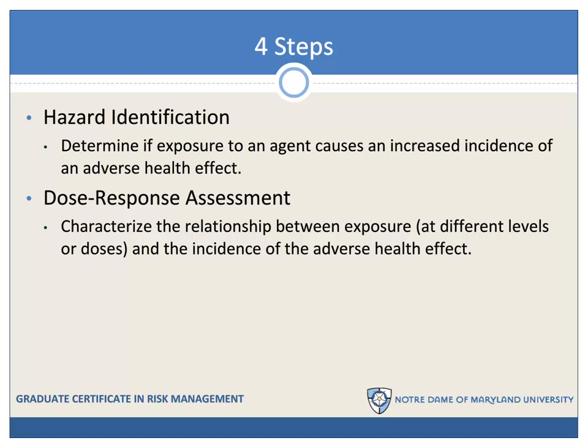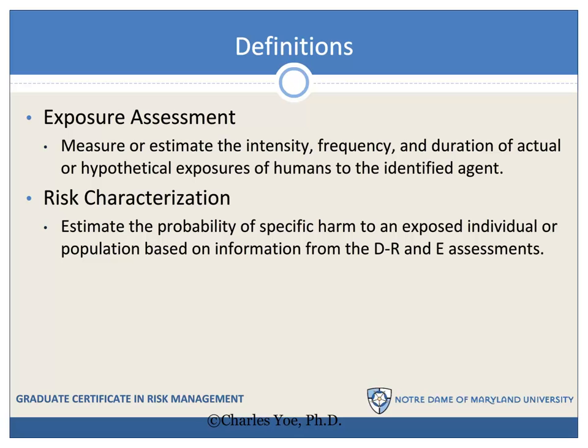Risk assessment was described as a four-step process that included hazard identification, dose-response assessment, exposure assessment, and risk characterization. The steps were defined as follows. Hazard identification determines if exposure to an agent causes an increased incidence of an adverse health effect. Dose-response assessment characterizes the relationship between exposure at different levels or doses and the incidence of the adverse health effect. The exposure assessment measures or estimates the intensity, the frequency, and the duration of actual or hypothetical exposures of humans to the identified agent.